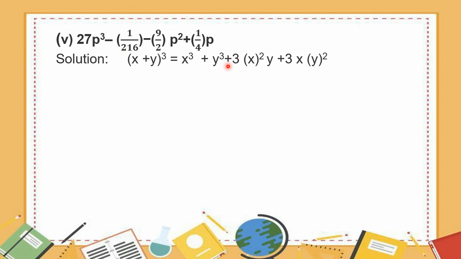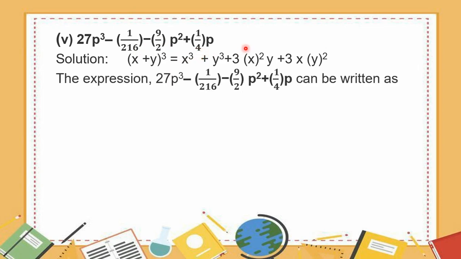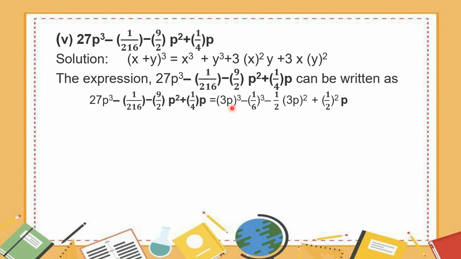Let's understand how it is. 27 is written as 3 cube, 216 we can write as 6 raised to the power 3, and this 9 we can write as 3 into 3, and this 4 as 2 into 2. So the expression can be written with 27p cube, that is 3 cube into p cube, as 3p whole cube, minus 1 upon 216, that is 1 upon 6 whole cube.